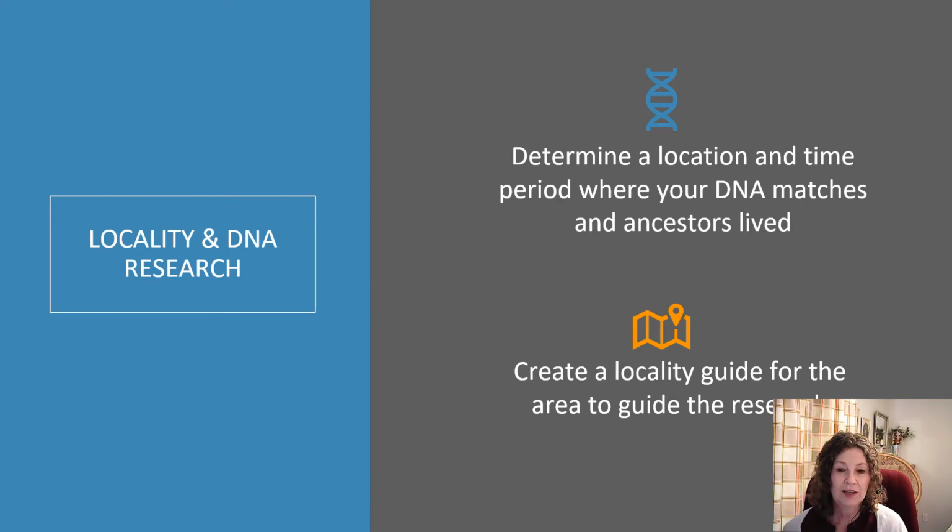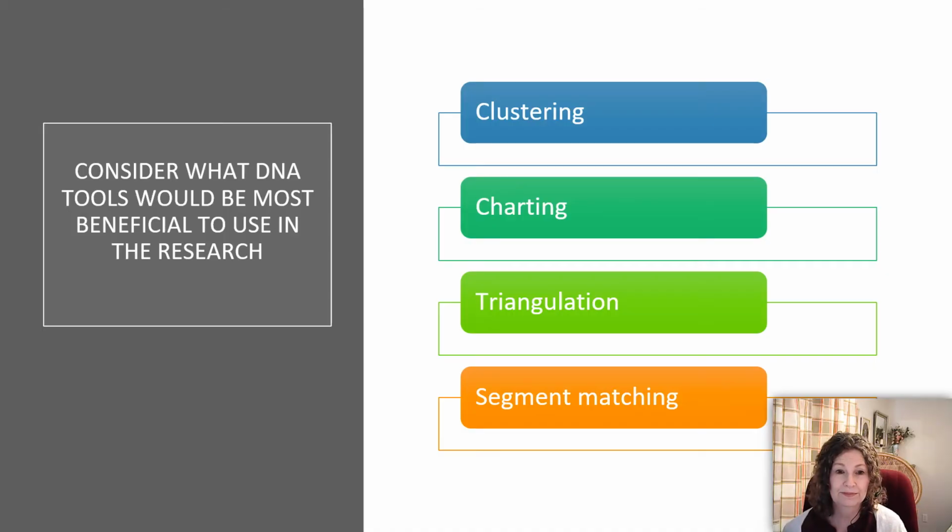So a really good practice is to create a locality guide for the area that you're going to be researching in the documents. And this will help you guide your research. If you don't know what kind of records or repositories are available, it's really difficult to do some research planning and to dig deeper into a research problem. And then we also have to know enough about DNA methodology that we would have an idea of what tools would be most beneficial to use in the research.